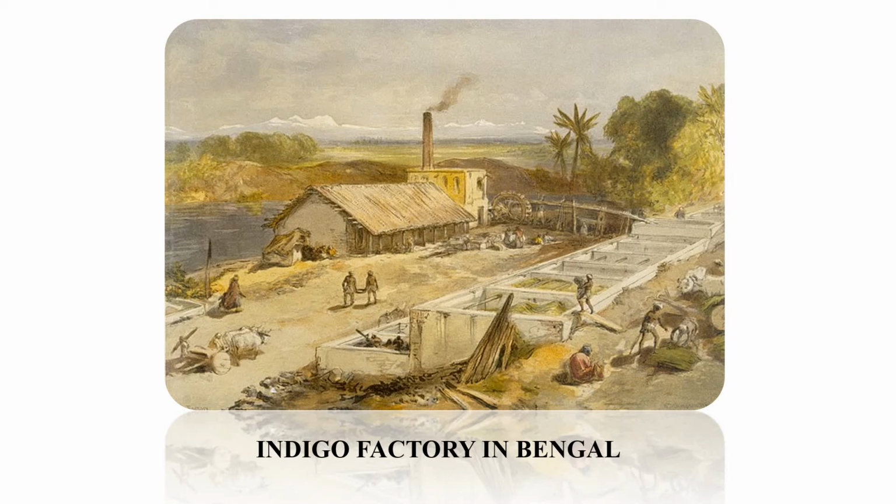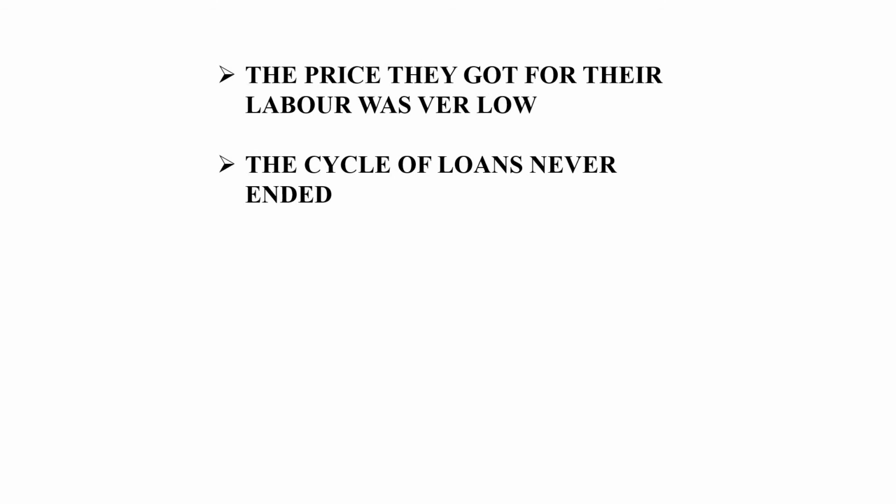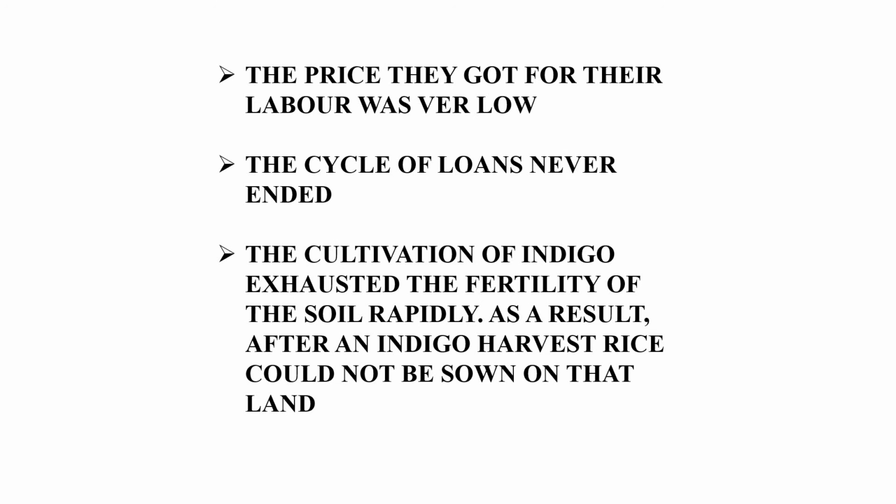This is an image of an indigo factory in Bengal. Now let us see the problem with indigo cultivation. The price that the ryots got for their labor was very low. The cycle of loans never ended. The cultivation of indigo exhausted the fertility of the soil rapidly. As a result, after an indigo harvest, rice could not be sown on that land.